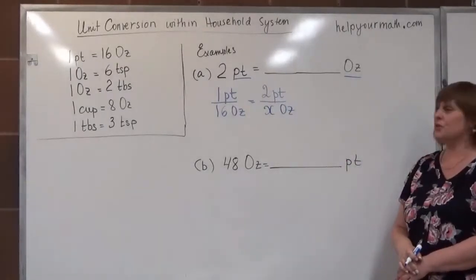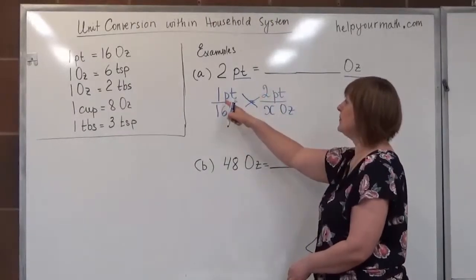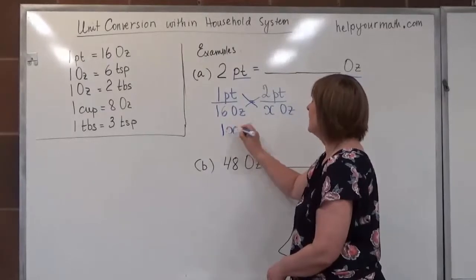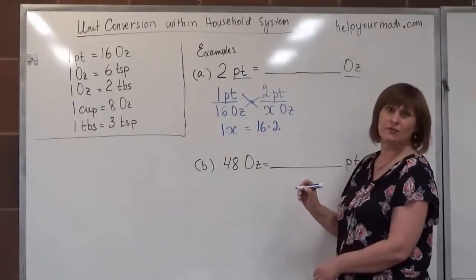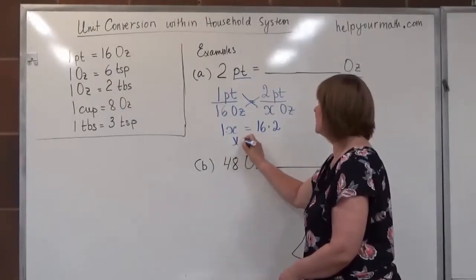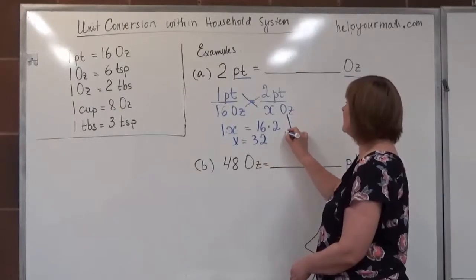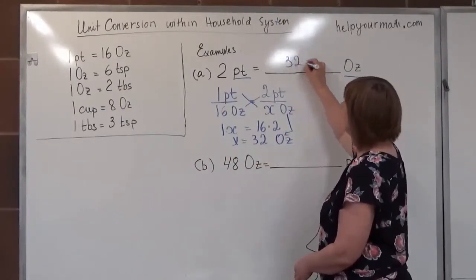To solve the proportion, we will find cross products. So the first product will be 1 times x, which is 1x, and 16 times 2. From here, we will find that x equals 32, and we will bring down the unit, ounces. So the answer will be 32 ounces.